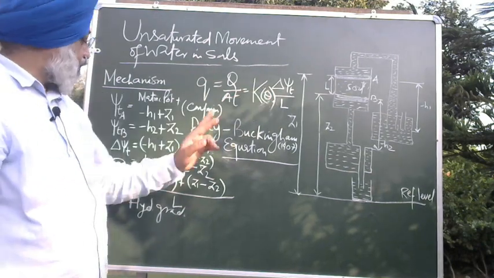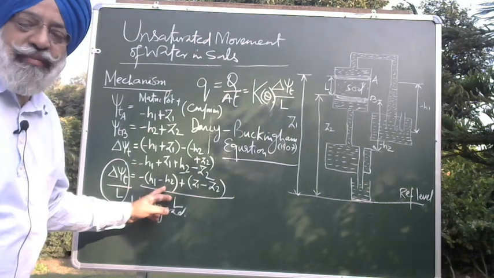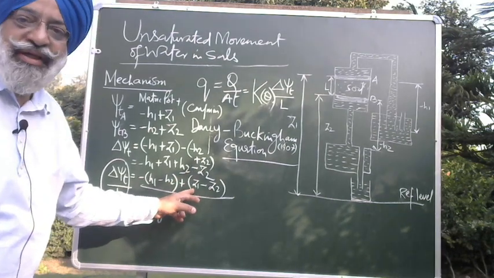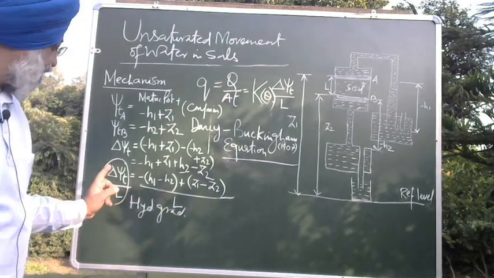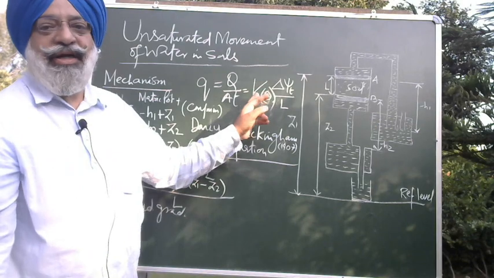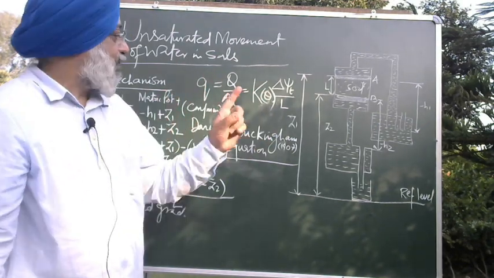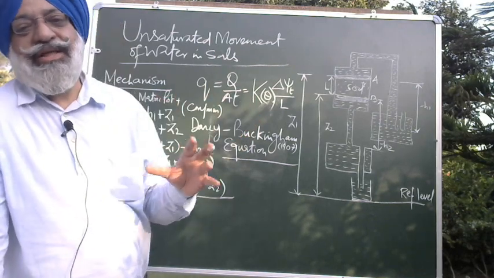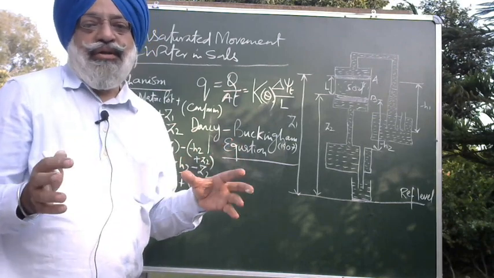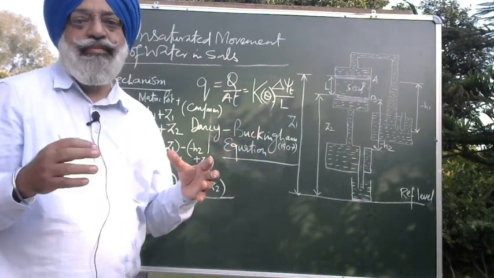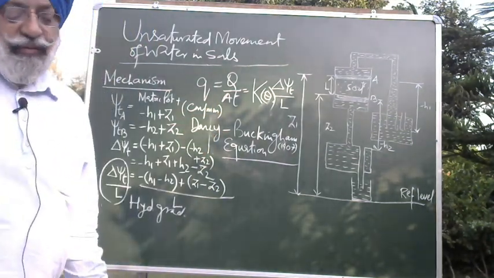So if you know the matric potential at A, matric potential at B, gravitational potential at A, gravitational potential at B, and the distance between A and B, you can find out the hydraulic gradient multiplied by the hydraulic conductivity at that particular moisture content in the soil. This will give you the flux, that is the volume of water moving per unit cross-section area, per unit time. We call this velocity, in units of centimeter per minute.